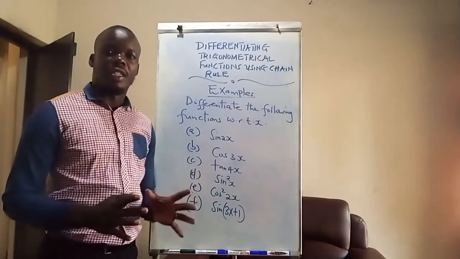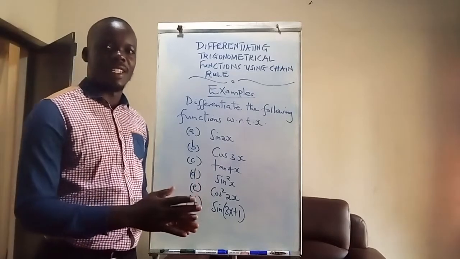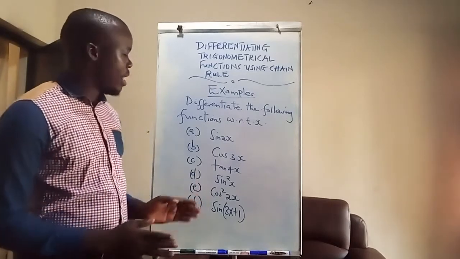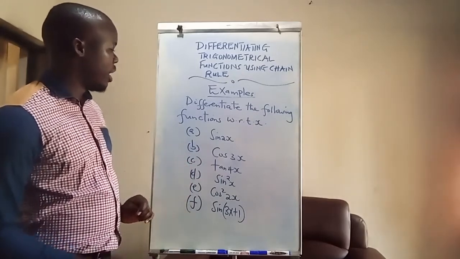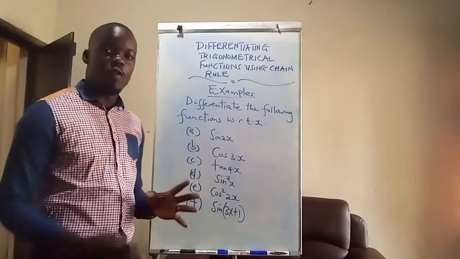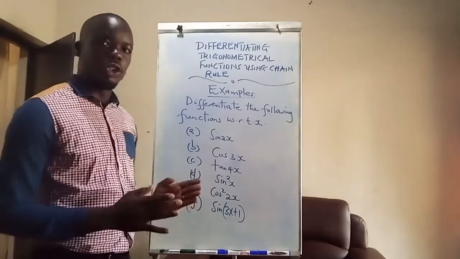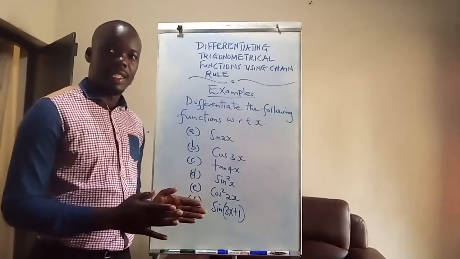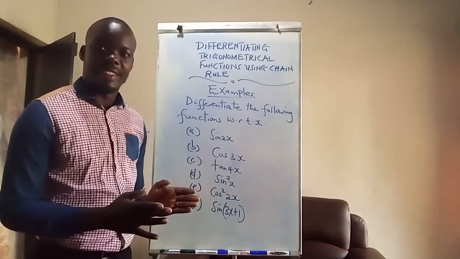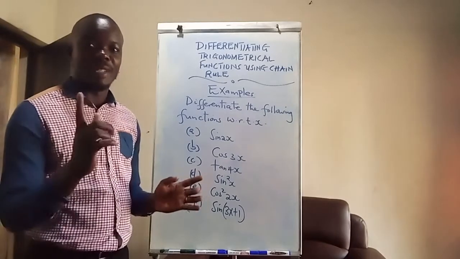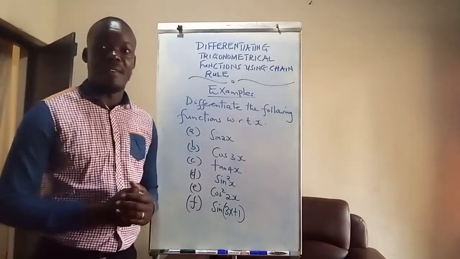Remember, we already differentiated sine x, we got cos x. Cos x, we got minus sine x, and many others. But today, I have unique trigonometrical functions here. The first one is sine 2x. We want to find out what will happen when we differentiate sine 2x. Will it also be 2 cos x? Will it also be cos 2x? Or not. We are going to establish that today and clear out the doubt that someone could be having.